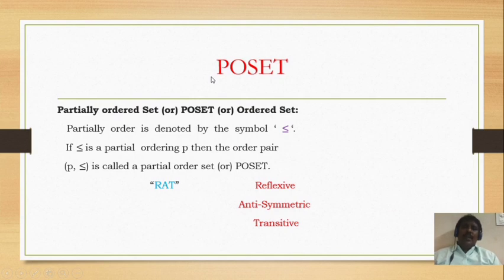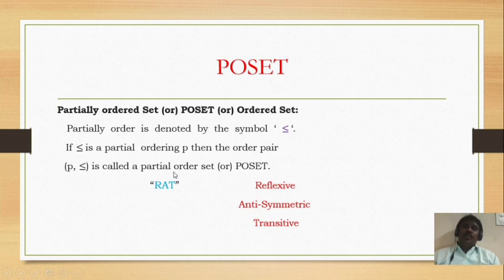Now poset. This is a very important definition, and it is given many times in the examination. Poset means partial ordered set, or ordered set. The definition: partial order is denoted by the symbol less than or equal to. If less than or equal to is a partial ordering on P, then the ordered pair P, less than or equal to, is called a partially ordered set or simply a poset.